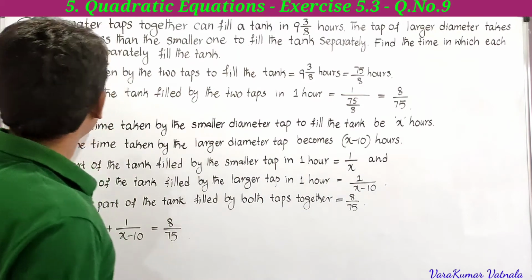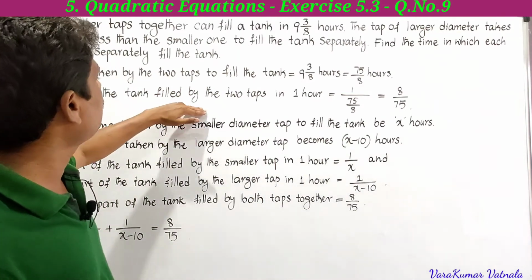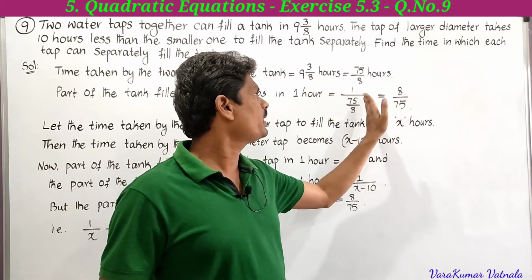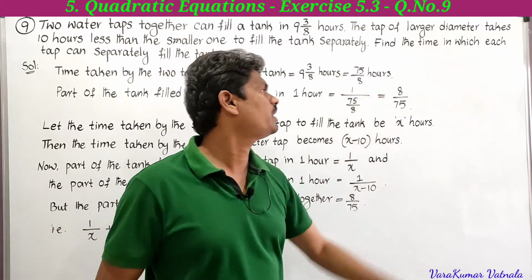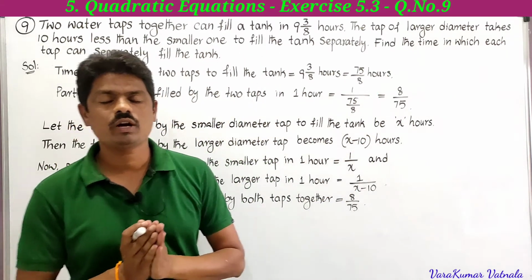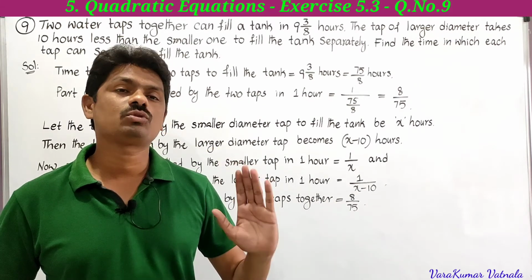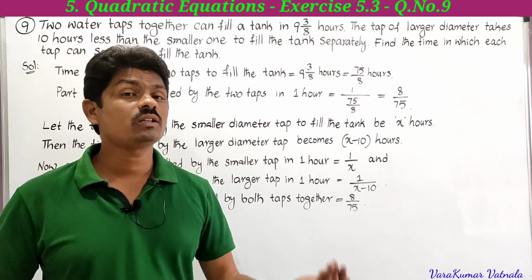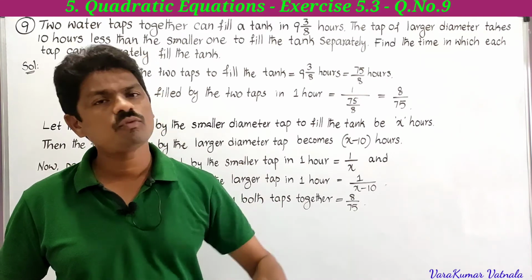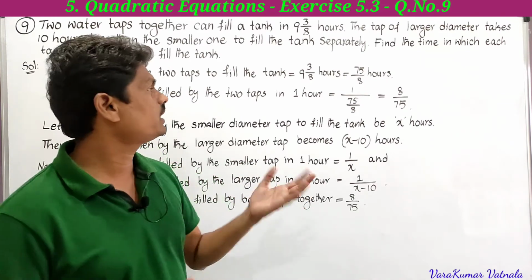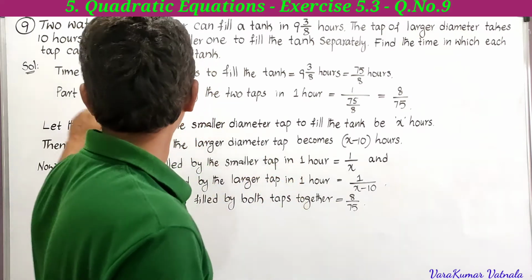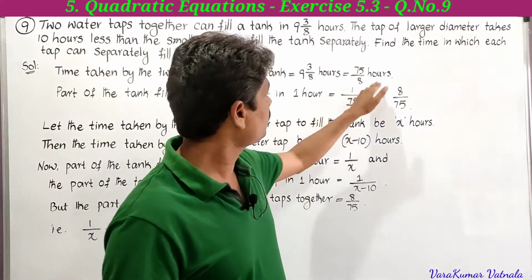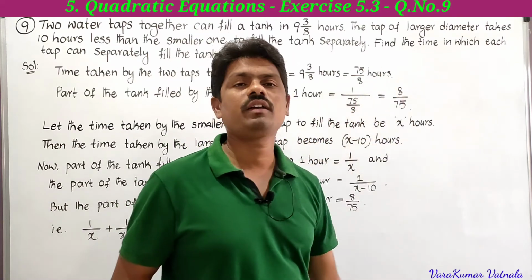Now the part of the tank filled by the 2 taps in 1 hour is equal to 1 divided by 75/8, that is 8/75. See here, suppose if they take 4 hours to fill the tank totally, how much part do they fill in 1 hour? 1/4. So you just have to write the reciprocal. So the part of the tank filled by the taps in 1 hour is equal to 8/75.